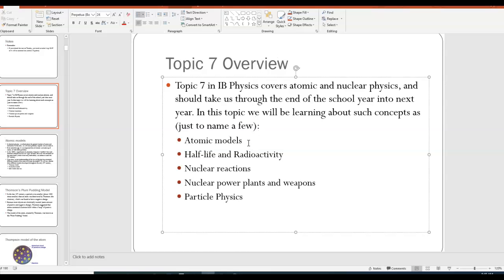Topic 7, like I said, is over atomic, nuclear, and particle physics. And so, just to give you an idea of some of the things we're going to be talking about throughout the entire topic 7, we'll be talking about different models of the atom, half-life, and radioactivity. Those 2 we'll be talking about in this first section. The next section will be talking about nuclear reactions, different types of nuclear reactions like nuclear fission and fusion, and then how nuclear power plants and weapons work. And then we'll talk more about particle physics in IB Physics 2.